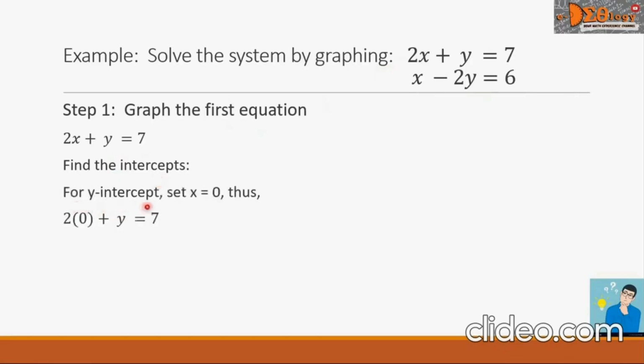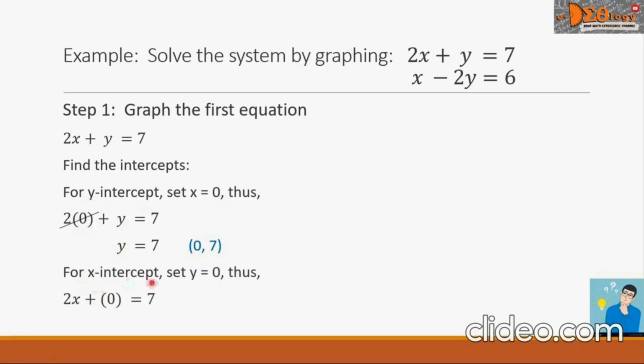For the y-intercept, we set x equals 0. Thus, the equation 2x plus y equals 7 becomes 2 times 0 plus y equals 7. We can cancel this 2 times 0, so we now have y equals 7. This is the value of y when x equals 0. So the ordered pair of the y-intercept is 0, 7.